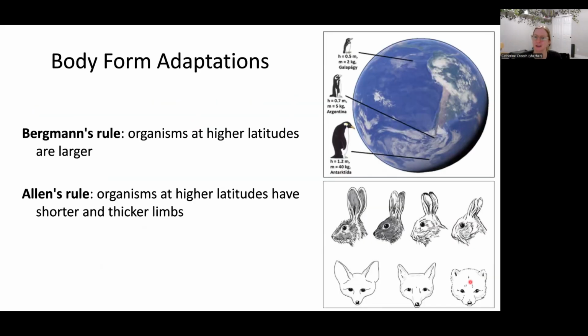As we're looking at the Earth and we're thinking about the poles being colder, we have two general rules that we see with body forms. One is called Bergmann's rule. In Bergmann's rule, the closer you go to the equator, the bigger organisms get.